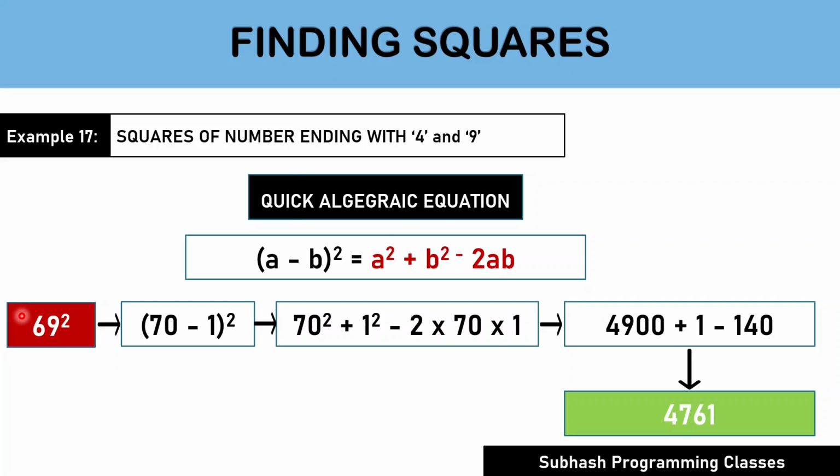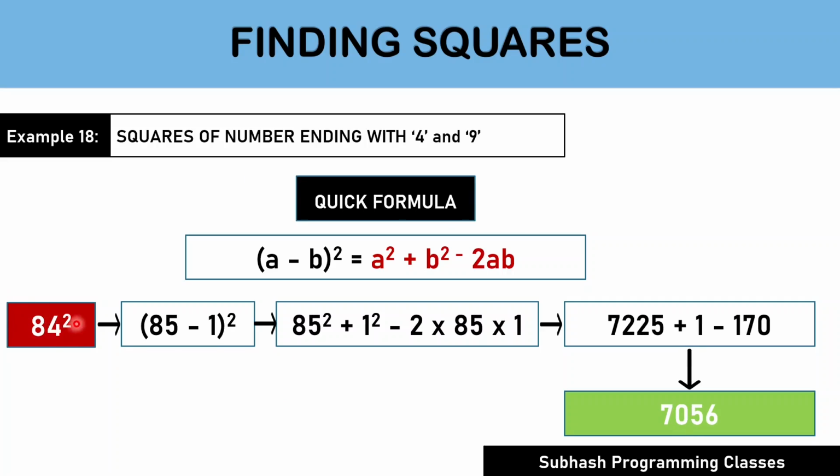Similarly, 84 square can also be written as 85 minus 1 the whole square, and by applying the equation, this becomes 85 square plus 1 square minus 2 multiplied by 85 multiplied by 1, which will result in 7225 plus 1 minus 170. When calculated, this gives the final result as 7056, which is the actual answer for 84 square.